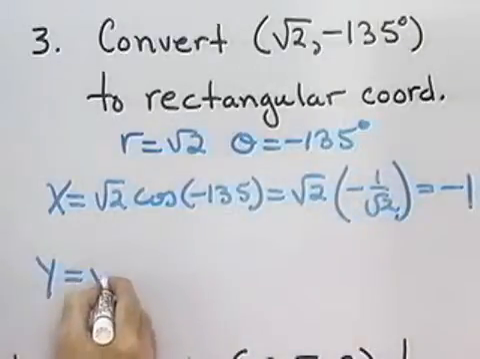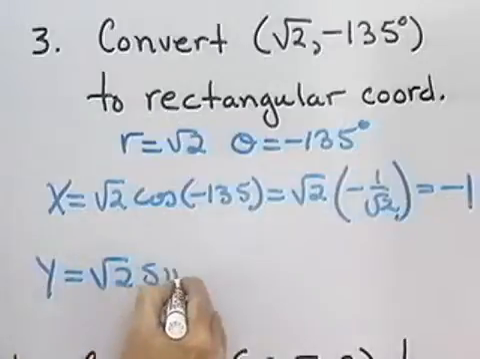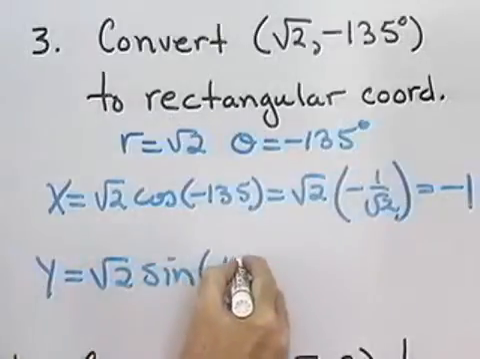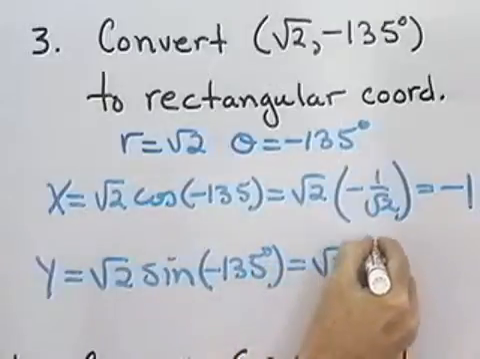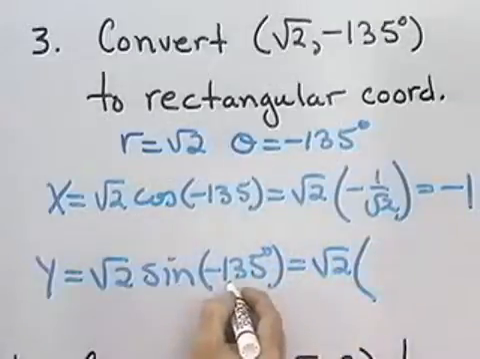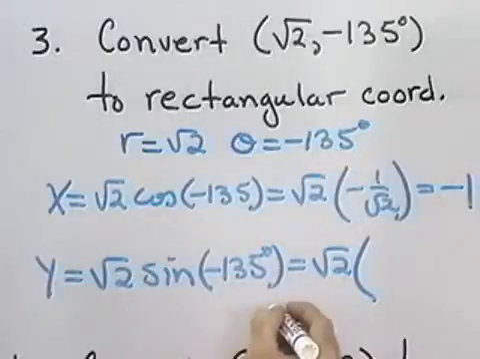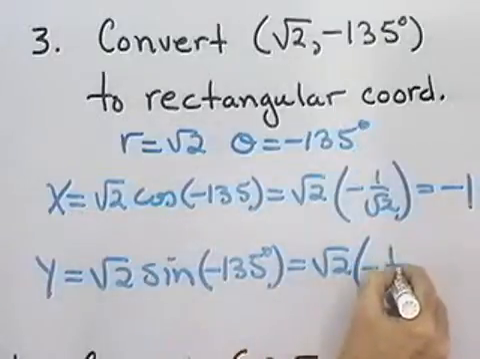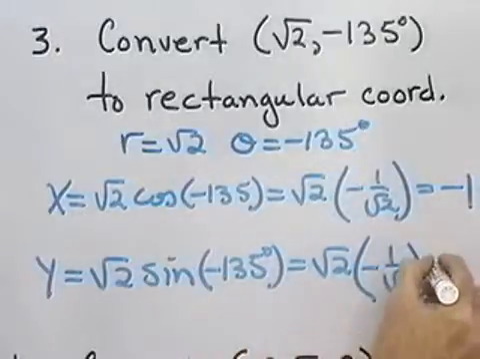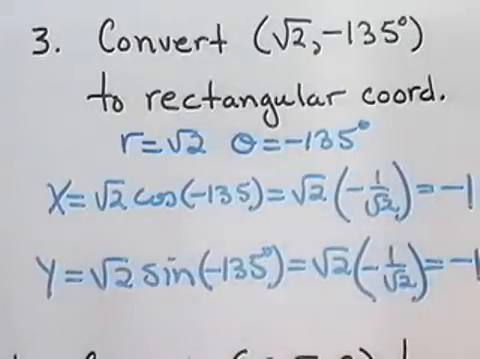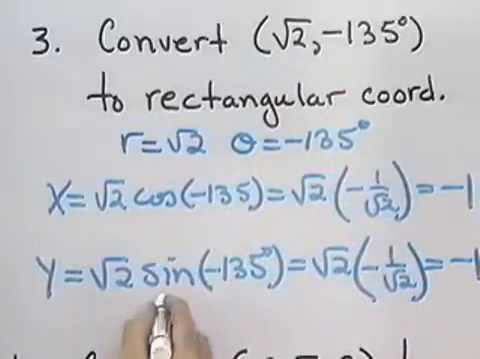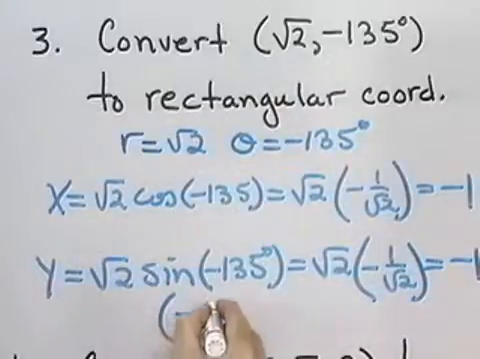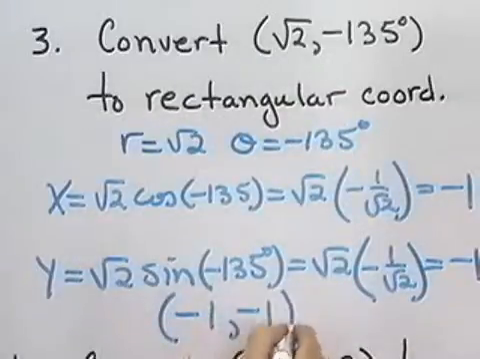Y is equal to square root 2 sine of theta. So sine of negative 135 degrees, square root 2 times the sine of negative 135, the reference angle is 45 again in quadrant 3, negative 1 over square root 2. I multiply those out and I get negative 1. So this point, square root 2 and negative 135 degrees in rectangular coordinates is the point negative 1, negative 1.